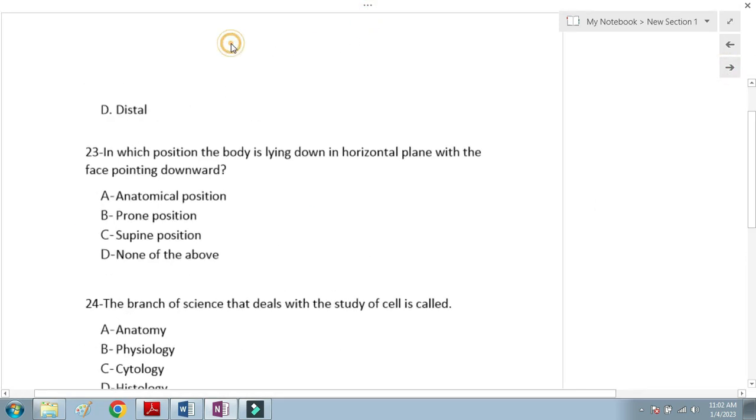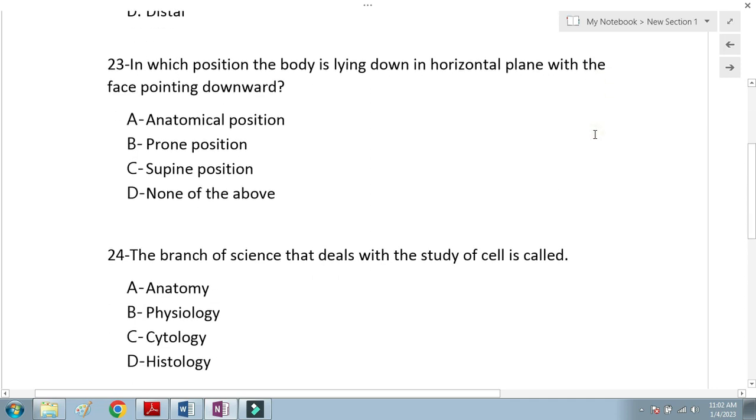Question number 23. In which position is the body lying down on a horizontal plane with the face pointing downward? Note it down, face pointing downward. We discussed this question before; in that question it was face pointing upward. Option A anatomical position, option B prone position, option C supine position, option D none of the above. The correct answer is option B, prone position.